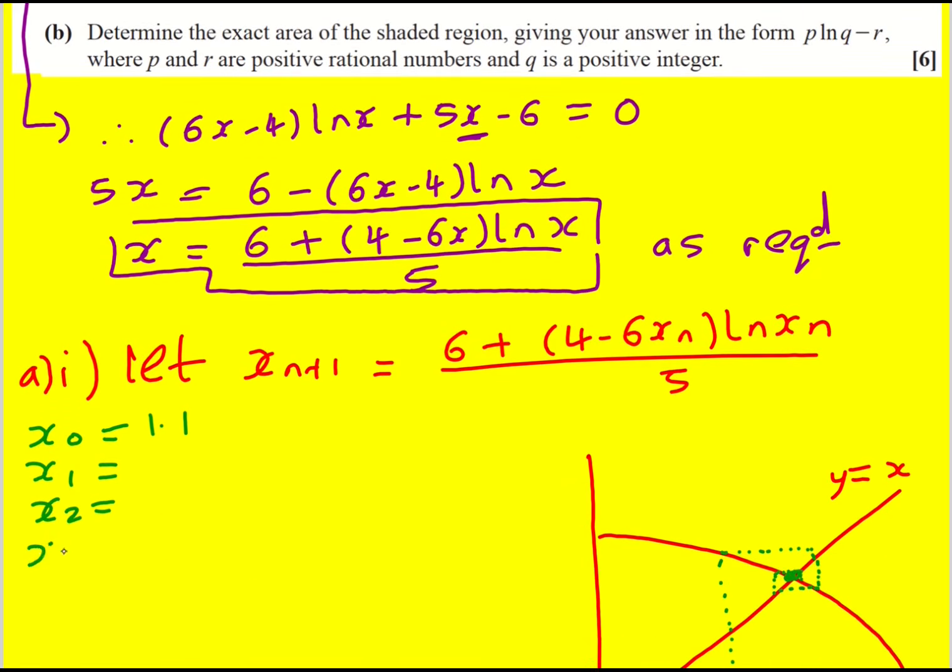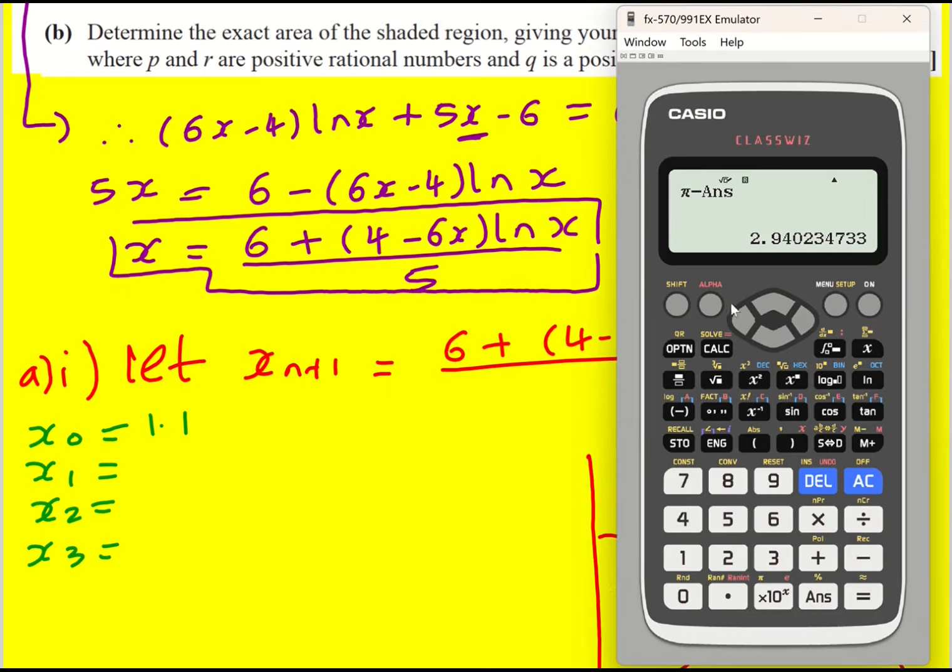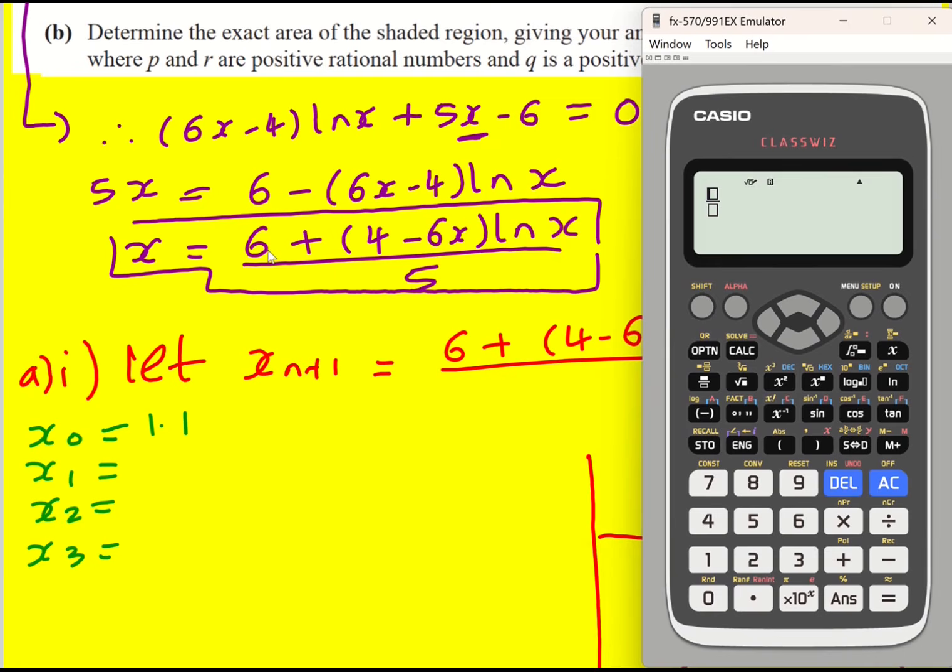Each result. So I don't know how many I'm going to need. I've just written a few down. So we're going to do 1.1 equals to get that as our answer button, and that becomes our xn. I'm just going to use the purple one because I'm covering up the red one, but all my x's are now xn. They're going to be the answer button. So I've got 6 plus 4 minus 6 times the answer, ln times the answer over 5. And we get 1.15.